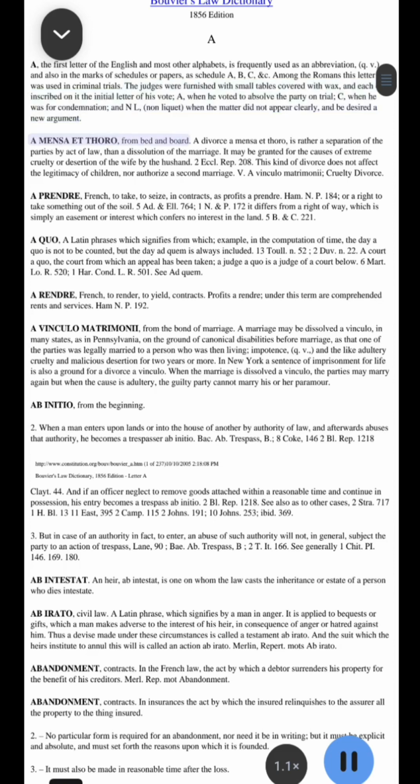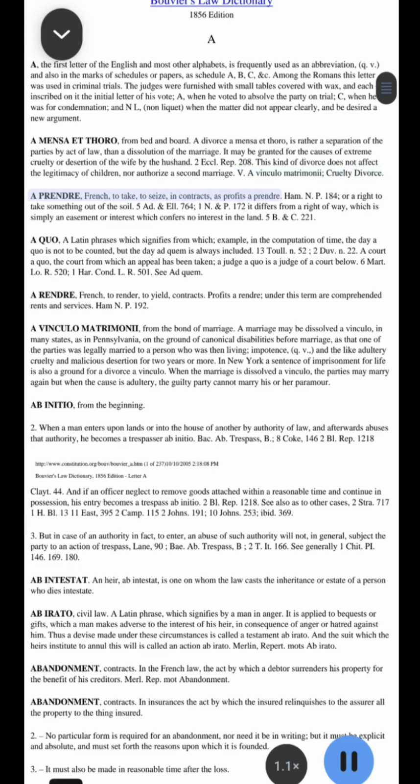A mensa et thoro, from bed and board. A divorce a mensa et thoro is rather a separation of the parties by act of law, than a dissolution of the marriage. It may be granted for the causes of extreme cruelty or desertion of the wife by the husband. 2 Eccle. Rep. 208. This kind of divorce does not affect the legitimacy of children, nor authorize a second marriage. See A vinculo matrimonii, cruelty, divorce.